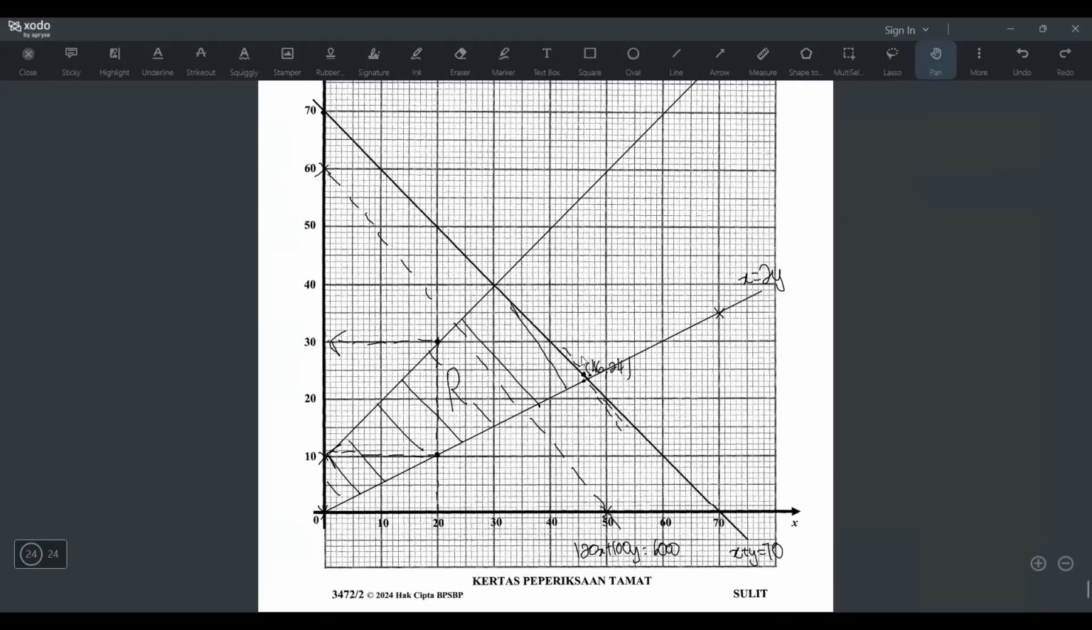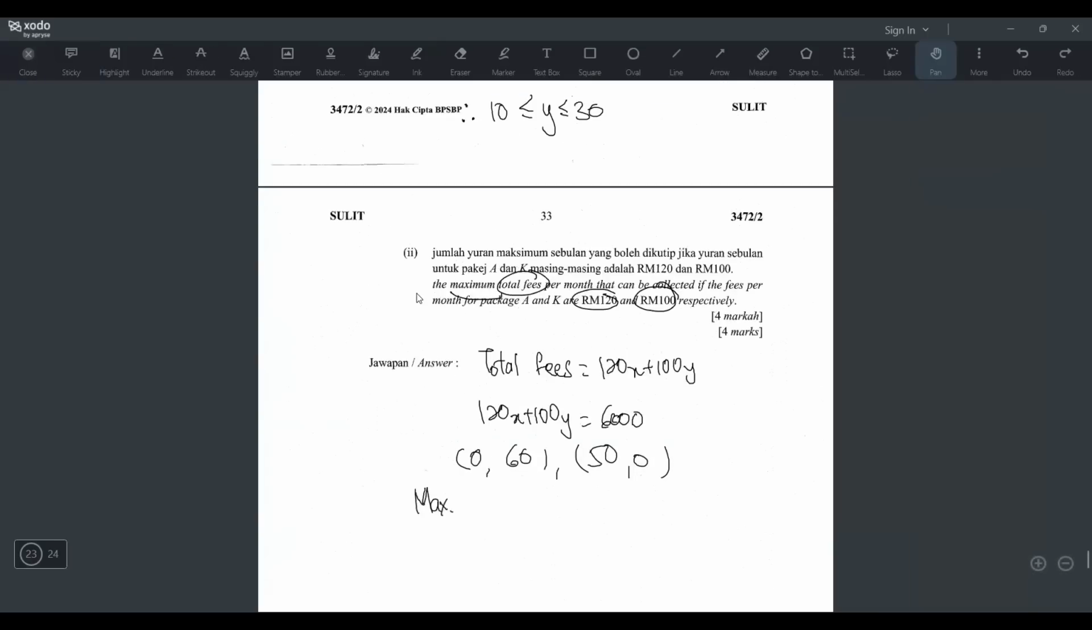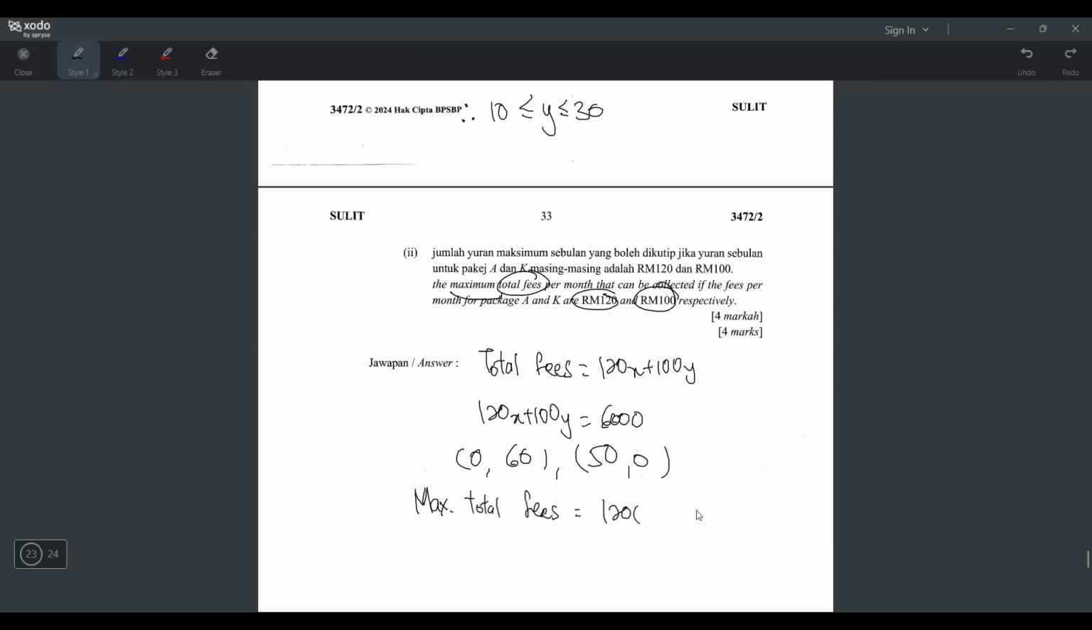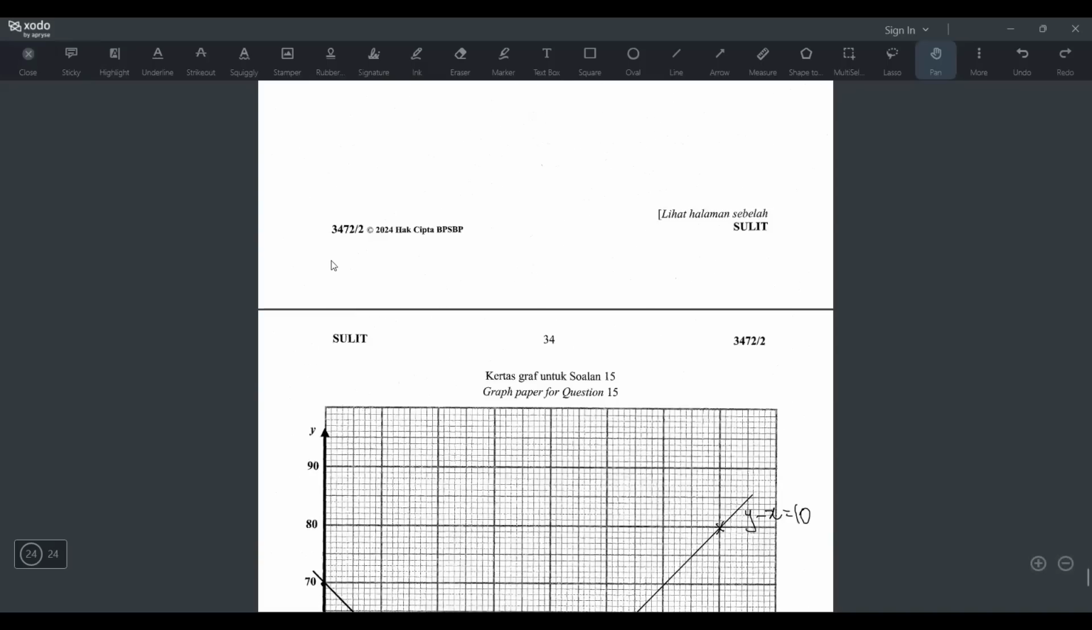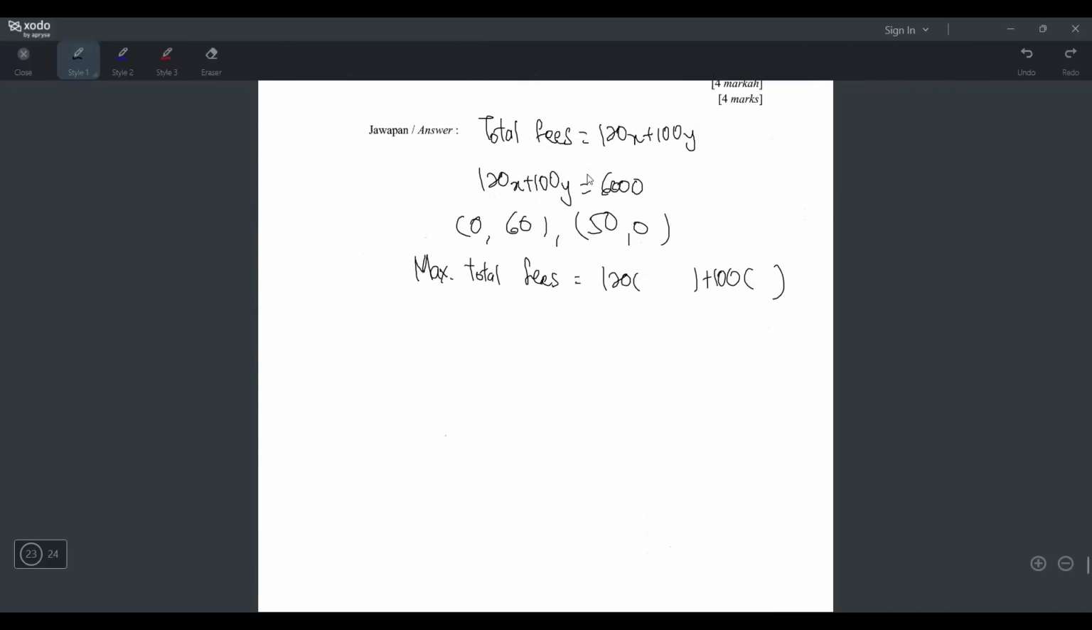So now my job is to substitute this into the formula. To get the maximum fees, the question asks for maximum total fees, right? It will be 120x plus 100y, and the x and y you substitute with the maximum point just now, 46, 24. So I repeat one more time. In the schema, they actually use 46, 23, but I will stick to my working. So 120 times 46 plus 100 times 24 gives RM 7920.